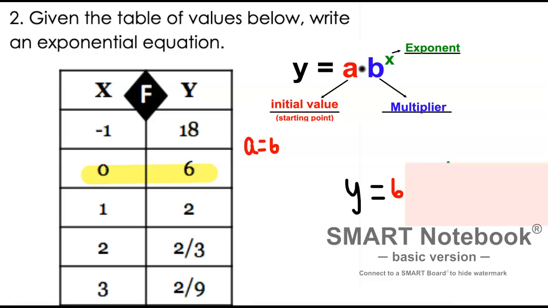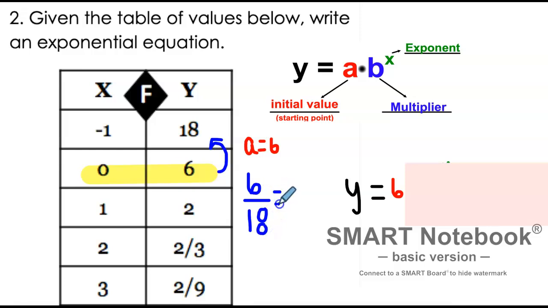Okay, so we have our y value of 6. We're already looking at that. And we're going to divide it by the previous y value, so the one that comes directly before it in the table. So that would give us 6 divided by 18.